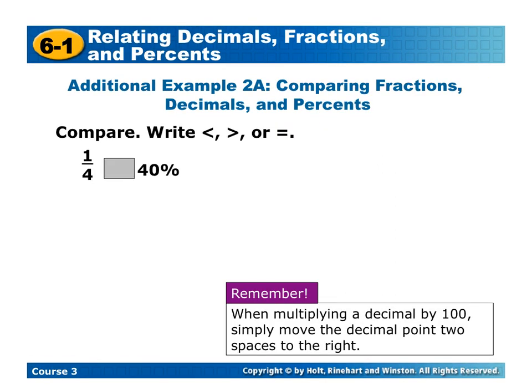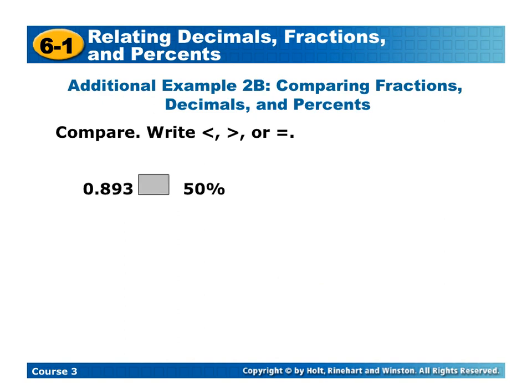Now we can use that concept of the number line to help us compare fractions, decimals, and percents. So what I would suggest doing is just change everything to one format. So for me, I like to work with either decimals or percents. I know that 1/4 is 25%, and having 40% is going to be more than having 25%. So now why don't you try this one on your own?